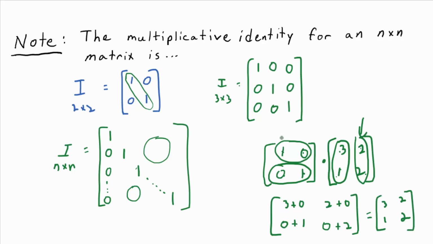So at least if you multiply on the left, we didn't prove it if you multiplied on the right, but at least if you multiply on the left, you take the matrix 1, 0, 0, 1 times another 2 by 2 matrix, and you get that 2 by 2 matrix back again. That's the identity. That's what the identity does.